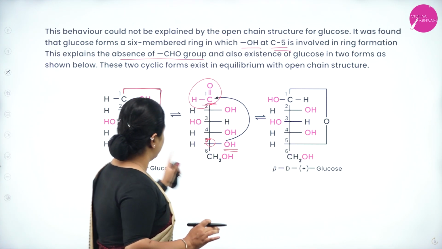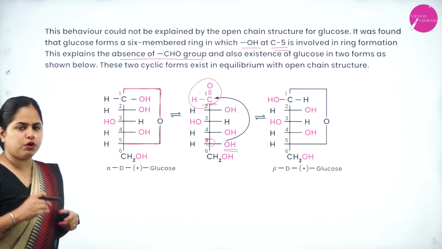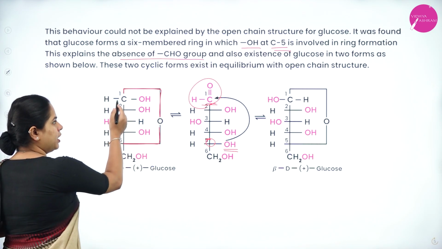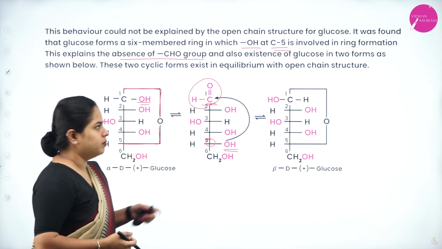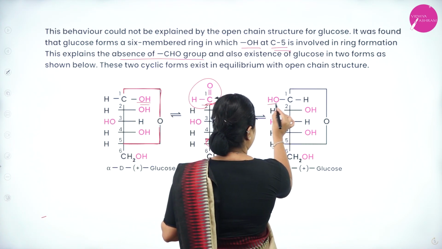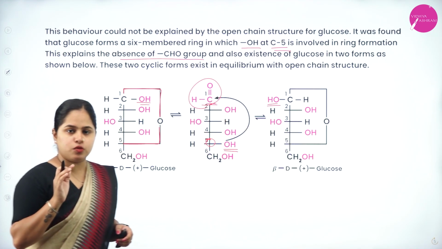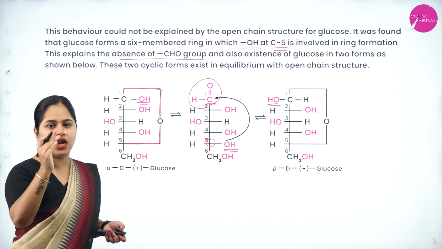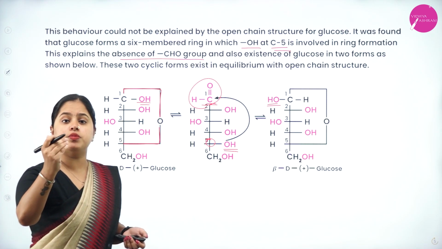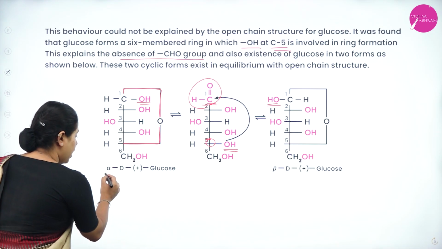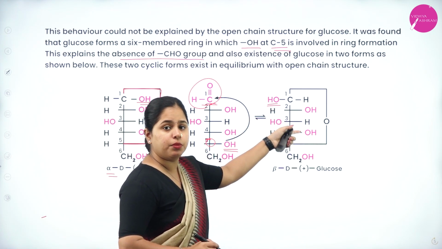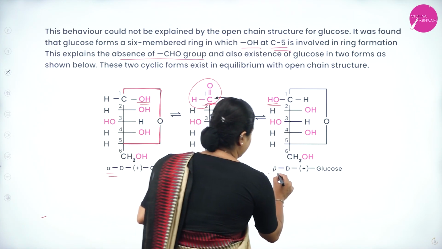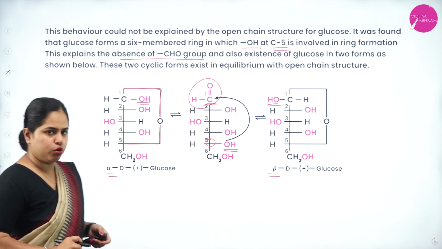So you can see here both of these are ring structures, but what is the difference here? Let's come back to the first carbon atom. You can see the hydroxyl group is on the right side, and on the first carbon here the hydroxyl group is on the left side. So based on checking your first carbon atom, if the hydroxyl group is on the right side, you can say it is the alpha form of glucose, and if the hydroxyl group of the first carbon atom is on the left side, you say that it is the beta form of glucose.